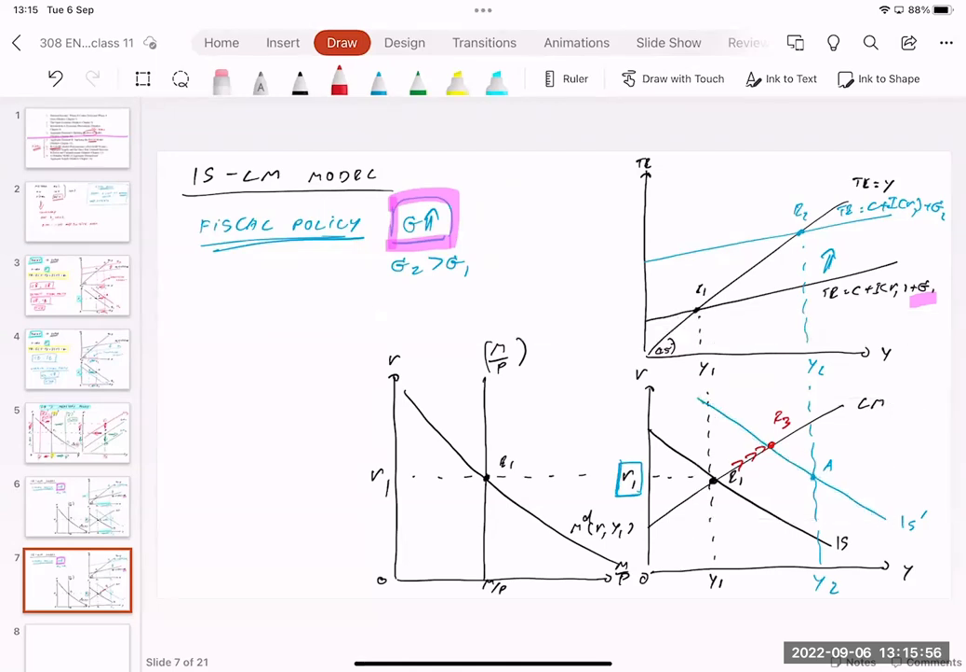So how do the output market and the money market respond to the new equilibrium point E3? Let's see. When the government increases G, total expenditure shifts up, and you can imagine that GDP should be increasing, right? However, when GDP increases, it has effects on the money market.